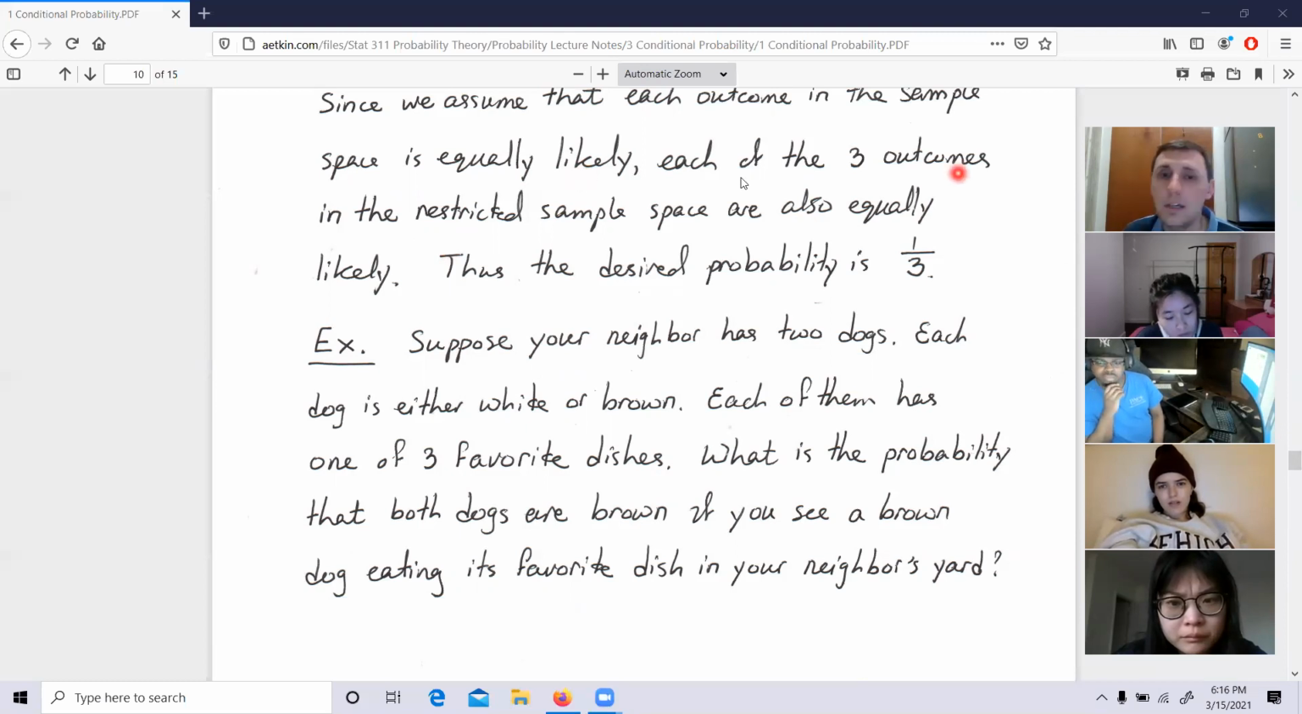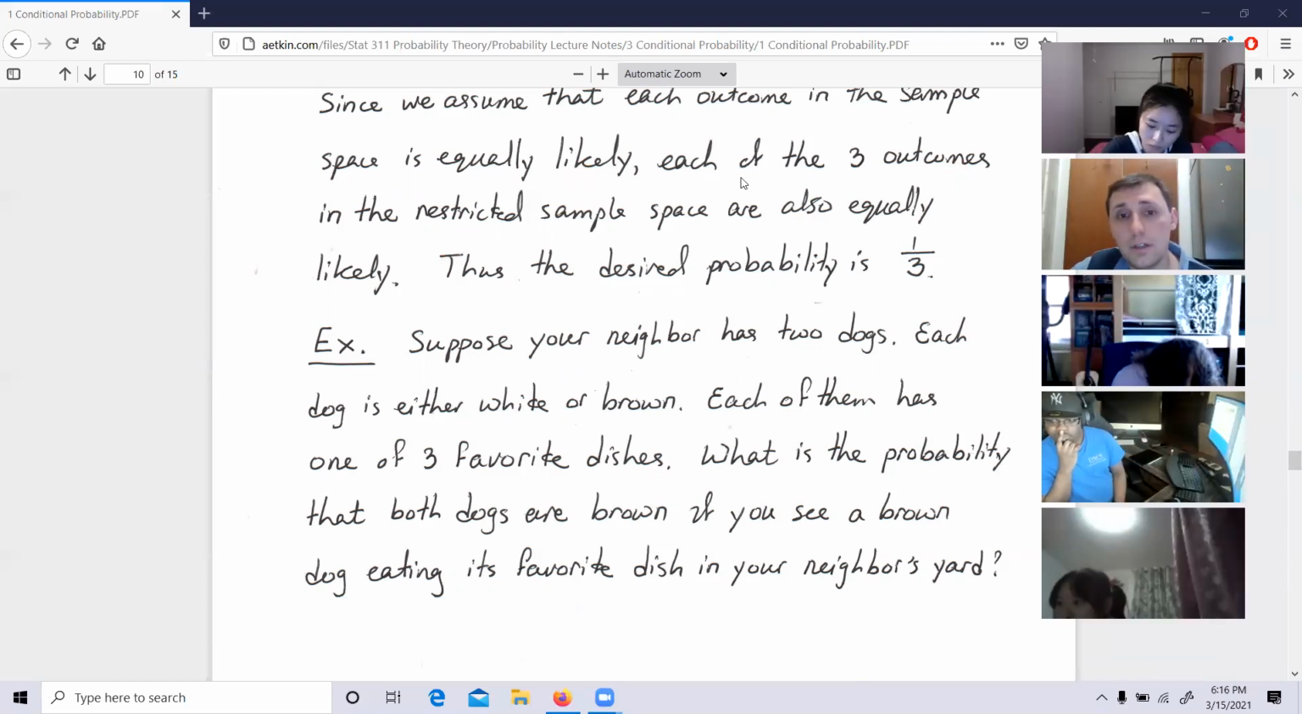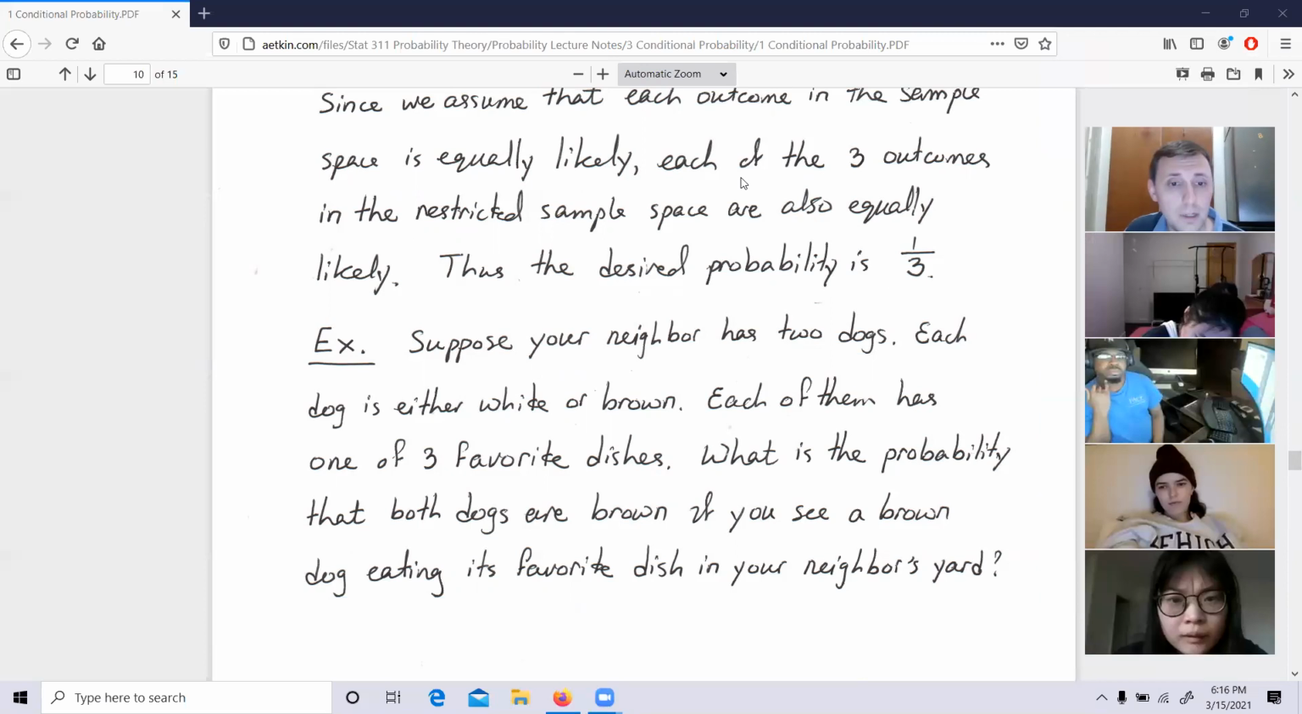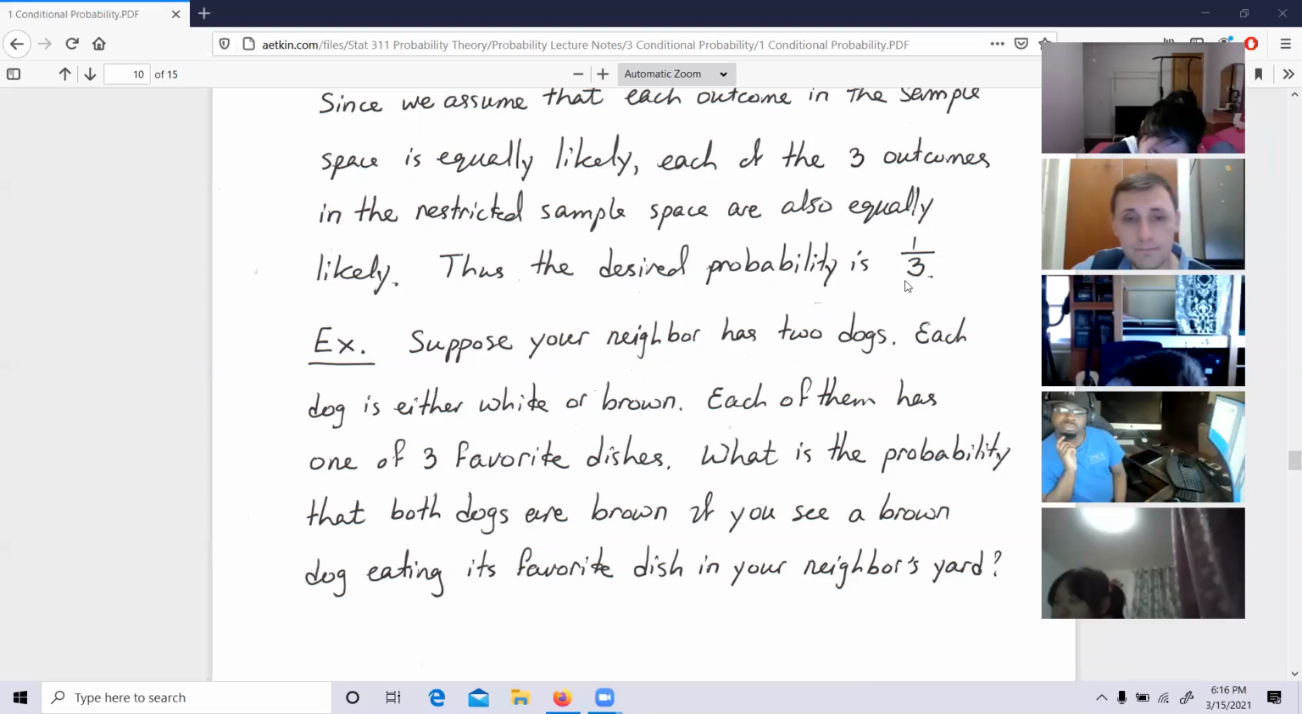You just heard from somebody else who speaks about them that each of the dogs is either white or brown. You never yet saw those dogs, and you know that each of them has a favorite dish. So what happens if you see a dog eating its favorite dish in the yard? What's the probability that both dogs are brown? Okay. Are you clear with this question?